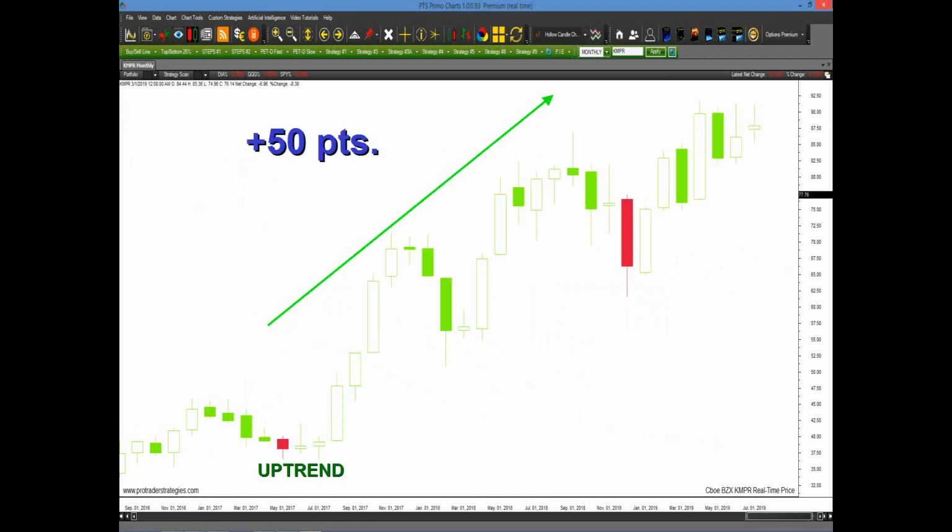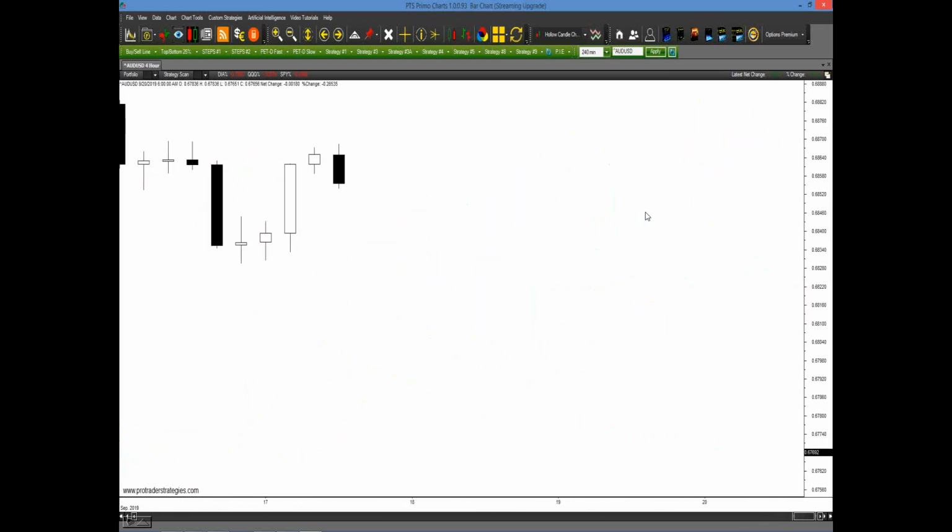Because the stock, KMPR, went up 50 points coming into July of this last year. And if you missed that, it would have even given you a second chance right here in January of this year. All right, let's look at an entirely different market, a 4-hour chart of the Australian dollar, okay?